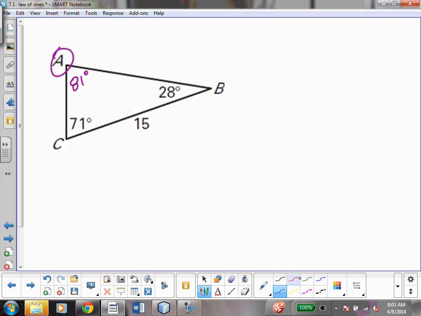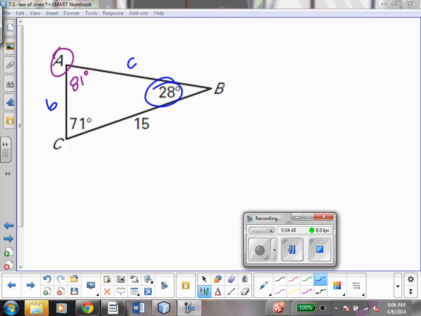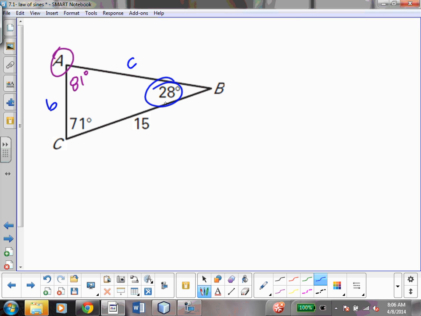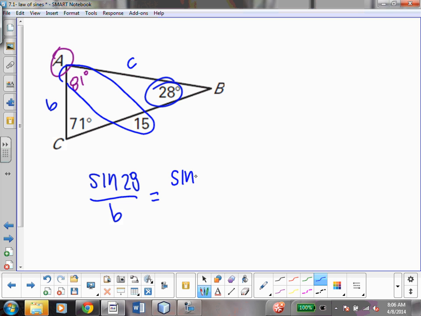Now I will apply the law of sines. I could pick any side I want, but I have to find side b and I have to find side c. I'll start with side b. So I'll take the sine of 28 over side b. We'll have that equal the sine of 81 over 15. Then I'll cross multiply.